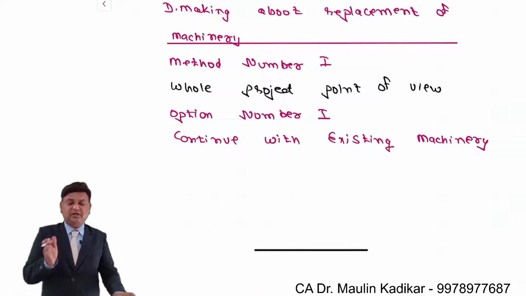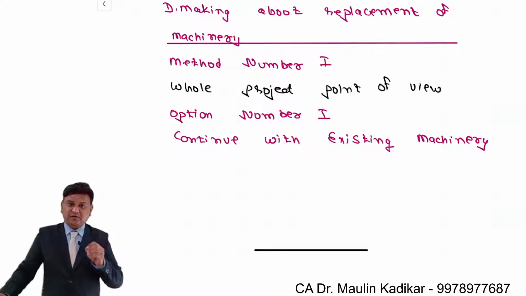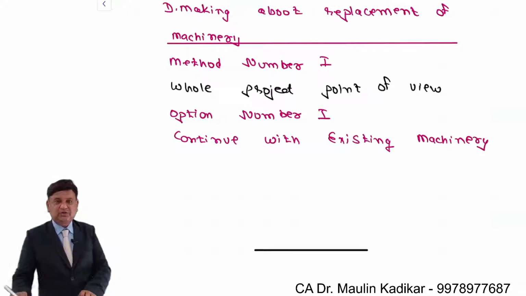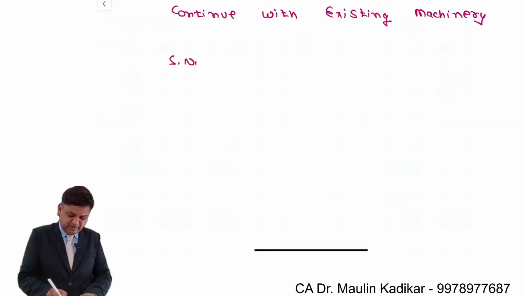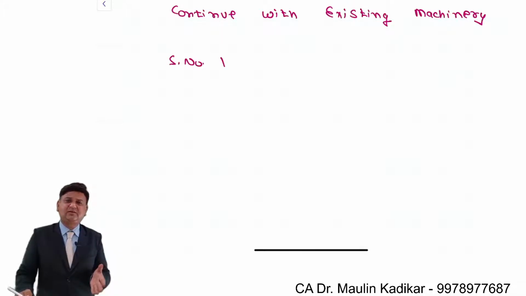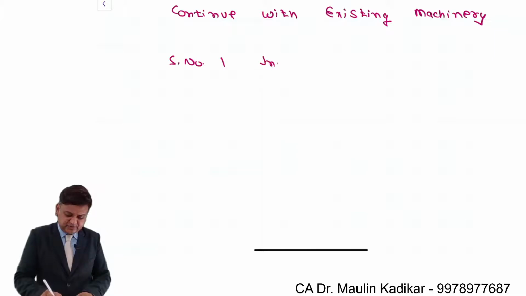Now friends, if we are adopting the whole project point of view, and in option number one, continue with existing machinery, I want you to tell me the answer for step number one to step number three. I want only the first three steps' answers to be put by you in the chat box. So step number one, investment zero. Why? Because there is already an existing machinery. So the amount of the investment to be made is zero.